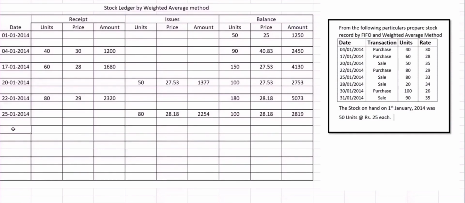So here we'll put date 28th January 2014. On that day, we are having transaction of sales. How many units we are selling? We are selling 20 units. The rate is same since there is no other purchase transaction between these two transactions. So rate is same. If we'll multiply 20 units by the rate, that is 28.18, the cost will be 564. Now, after issuing 20 units, we will be left with 80 units with the same rate 28.18, and the cost will be 2,255.